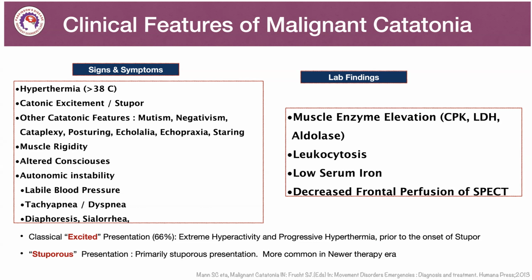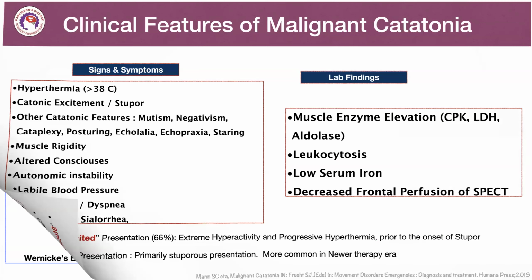Lab findings show muscle enzyme elevation, leukocytosis, low serum iron, and decreased frontal perfusion on SPECT. The classical excited presentation includes extreme hyperactivity and progression of hyperthermia prior to onset of stupor, and the stuporous phase presentation is primarily stuporous, more common in the newer therapy era. So this is what we need to remember, the excited presentation and the stuporous presentation, for a person presenting with suspected malignant catatonia.